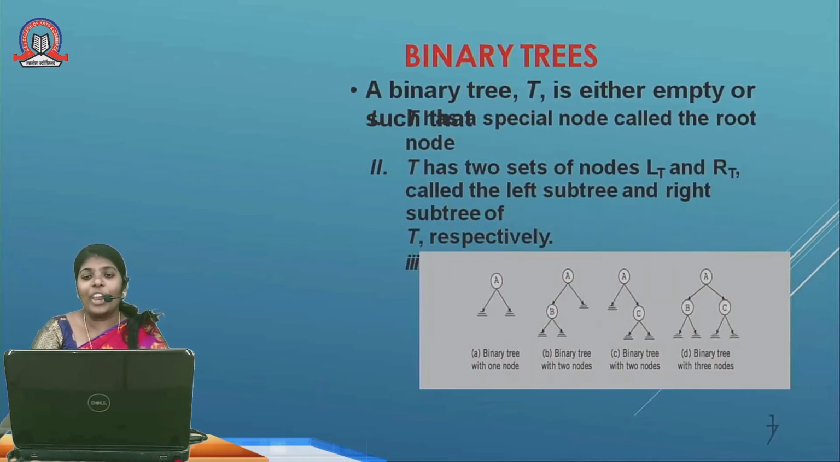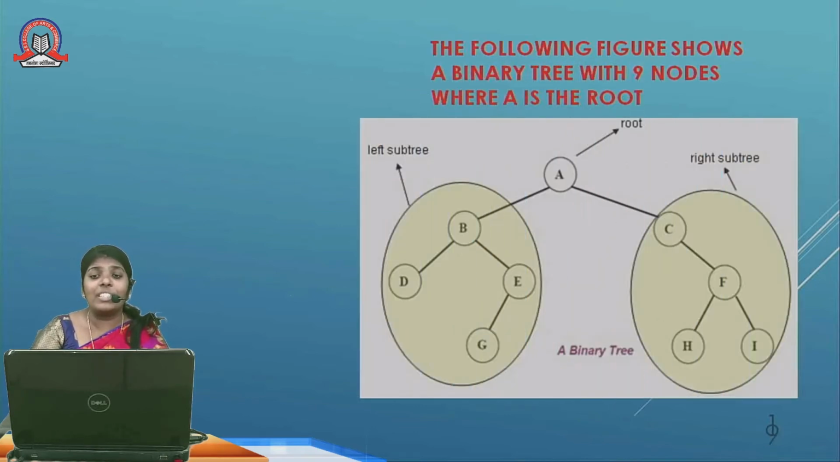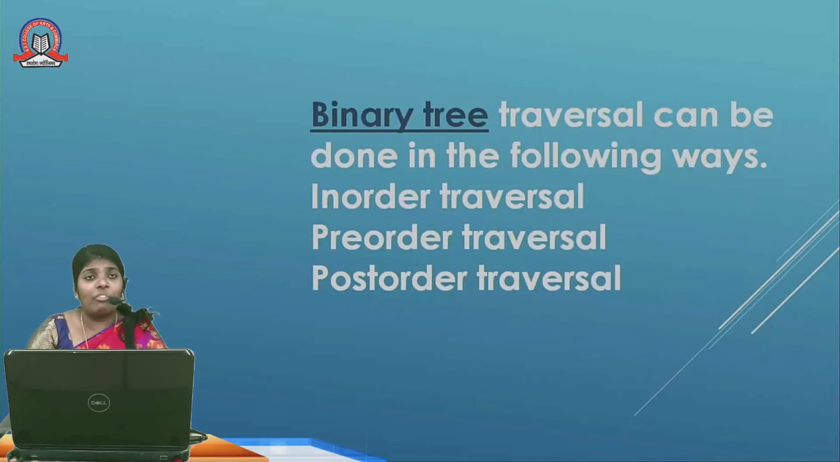Now we are going to see binary tree. In this we have many types, that is, a binary tree with 1 node, binary tree with 2 nodes, binary tree with 3 nodes. Now we can see binary tree. First you want to see the root. We know a root, then we have the left subtree, then we have the right subtree. Now we are going to see a very important thing, which is traversal. Binary tree traversal. Traversal means nothing but that we are going to search an element.